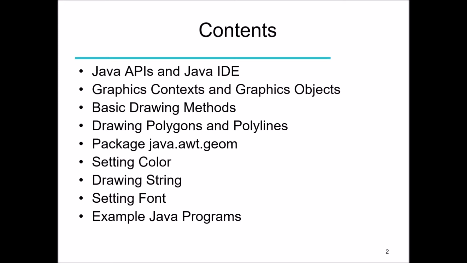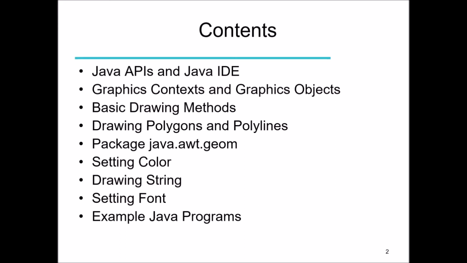Some basic drawing methods. We are going to discuss very fundamental methods to draw basic primitives, for example a line or a rectangle, and what methods are available to draw these primitives. Drawing polygons and polylines. We will also discuss objects which have many vertices. Polygons mean shapes with many vertices and many edges. Polygons are basically closed shapes, and polylines are not closed shapes. We'll discuss both of them.